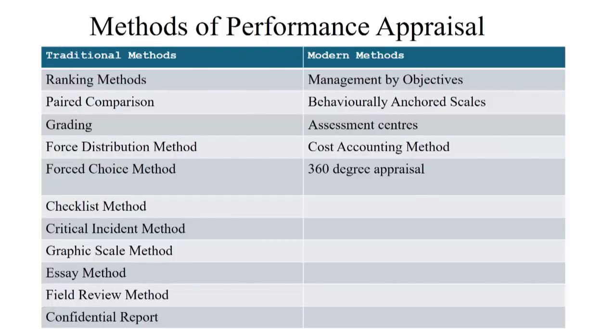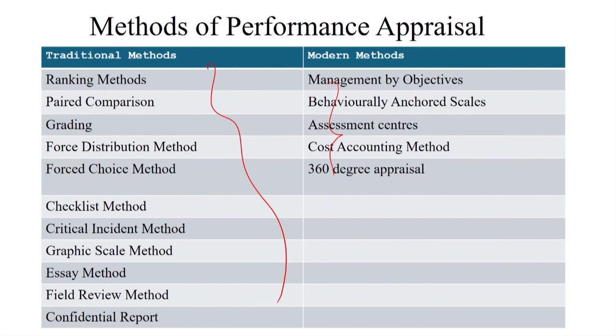So my dear friends, there are basically two methods of performance appraisal. One is the traditional method and one is the modern method. As you can see on the screen, in the traditional method, these are the ways by which performance appraisal can be done. You have to bear in mind that all organizations will not deploy all the methods. It will again be the call of the management to decide which method they adopt and which method they find more suitable for their employees.